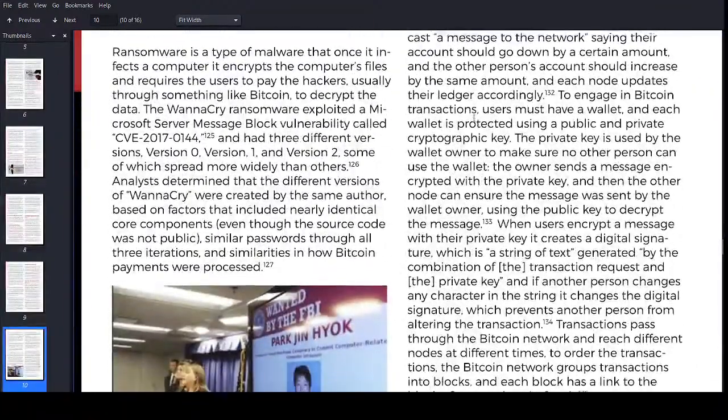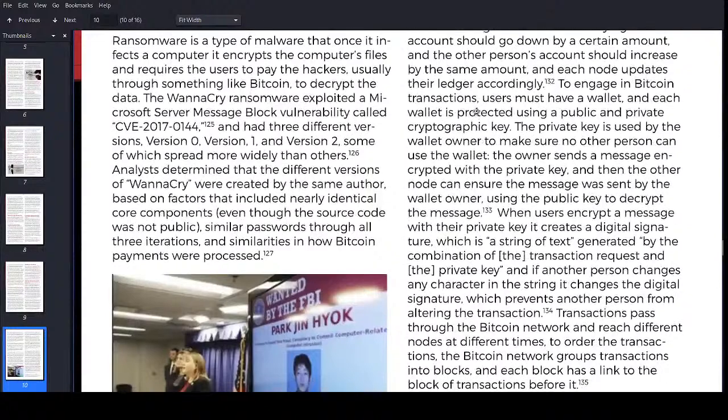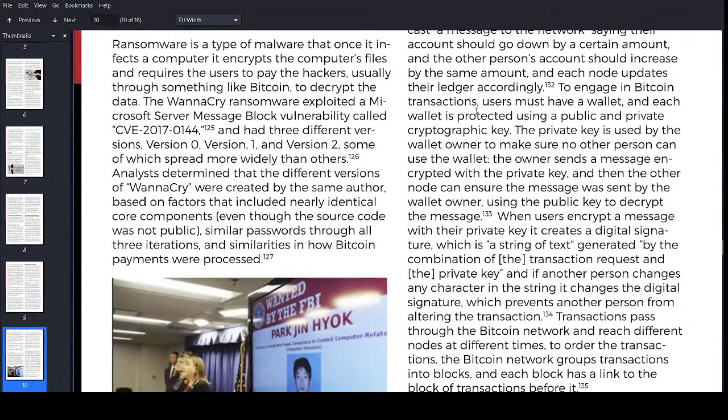So ransomware is a type of malware that, once it infects a computer, encrypts the computer's files and requires the users to pay the hackers, usually through something like Bitcoin, to decrypt the data. The WannaCry ransomware exploited a Microsoft Server Message Block vulnerability called CVE-2017, which I believe is called BlueKeep or EternalBlue. It's one of those.